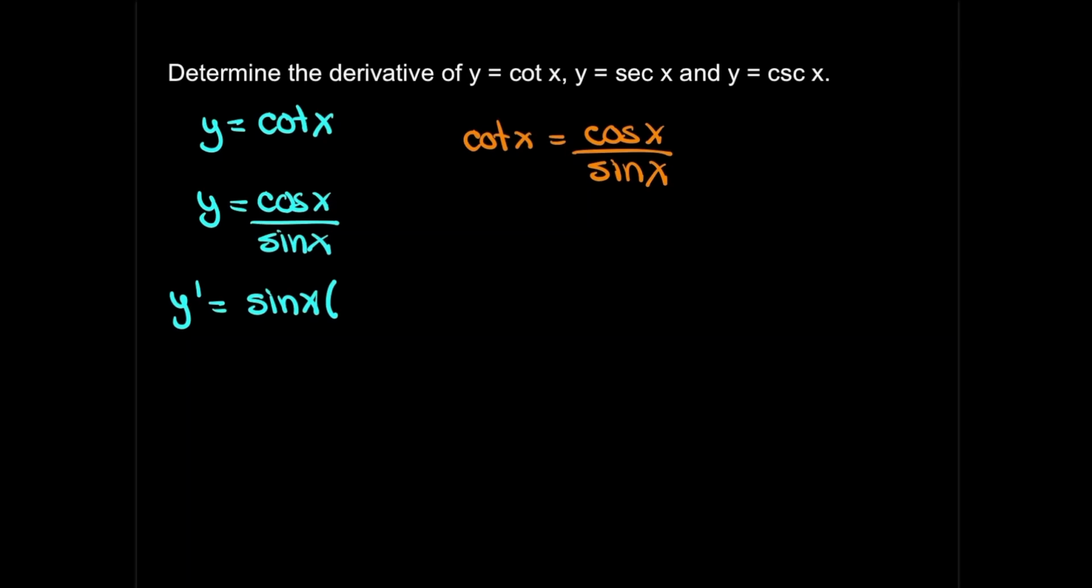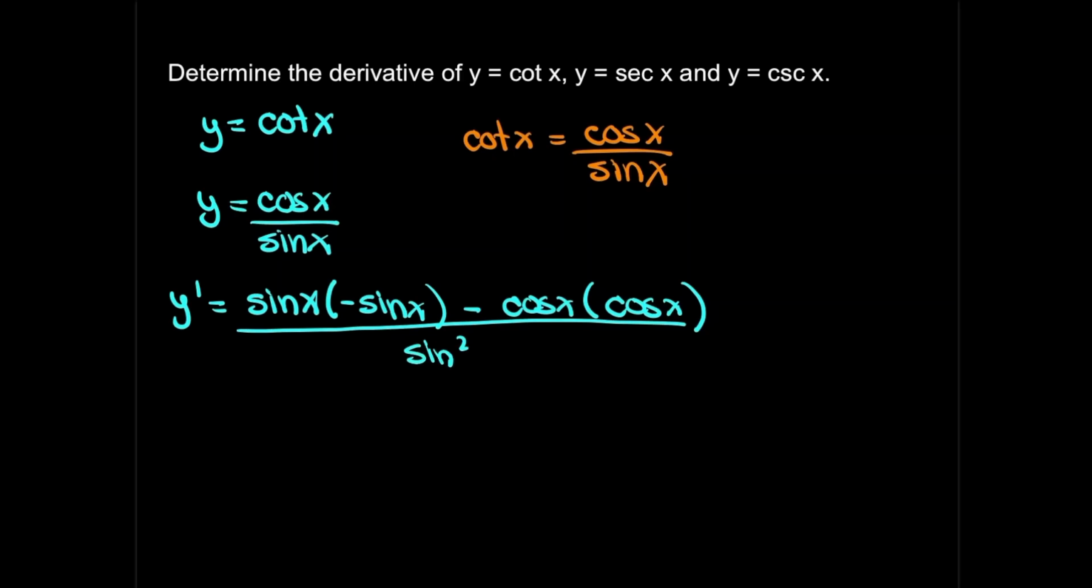Is negative sine x, sorry. Derivative of the top is negative sine x times the bottom, which is sine x, minus my top, which is cosine x, times the derivative of sine x, which is also cosine of x, all over the bottom squared, or sine squared x. Now we just need to simplify this using those Pythagorean identities again.